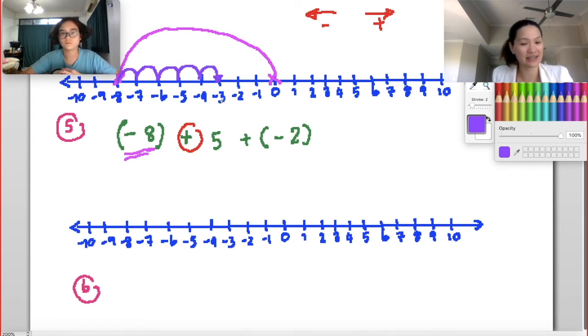Now you in here negative 3, yeah? Yeah, Leila. And then you minus 2. Minus, go to the left side. 1, 2. And your answer is negative 5. That's it.